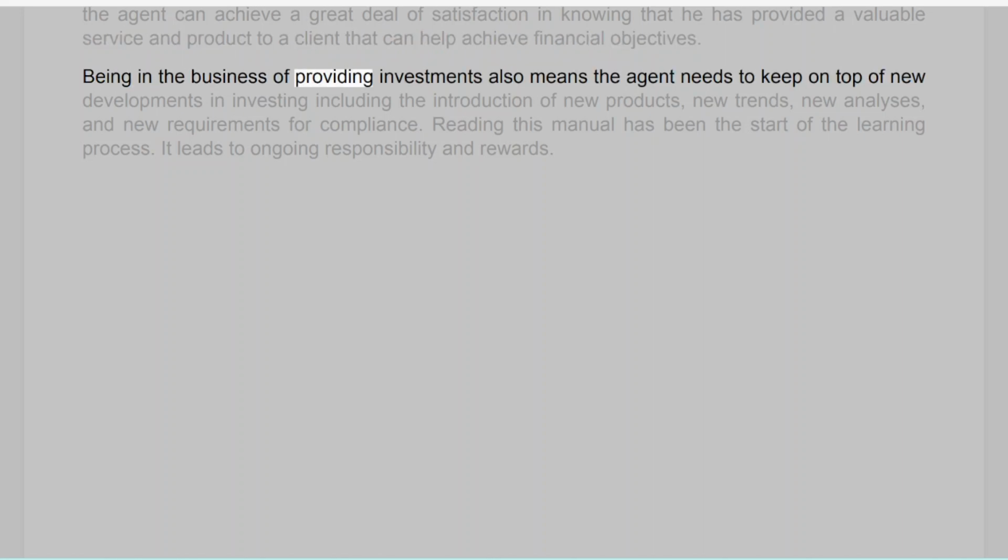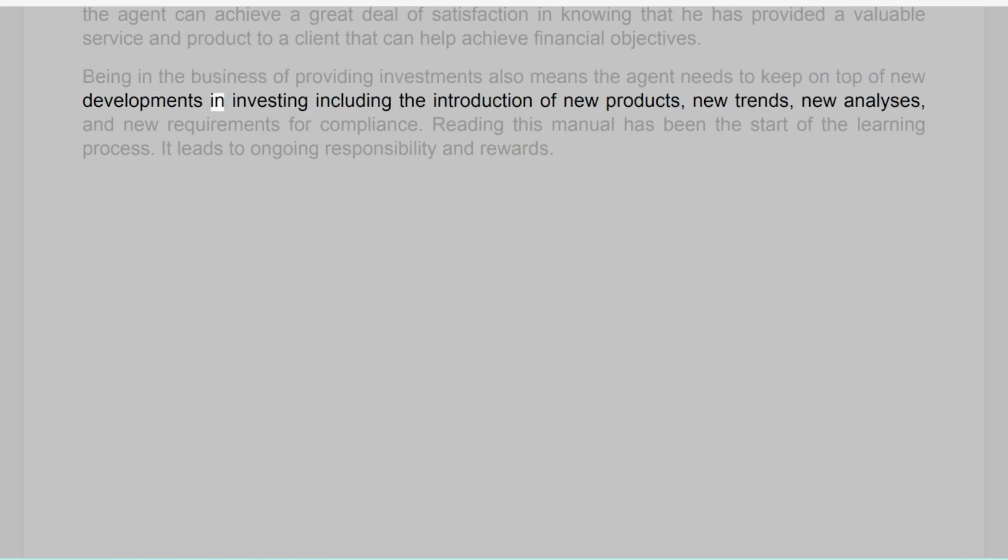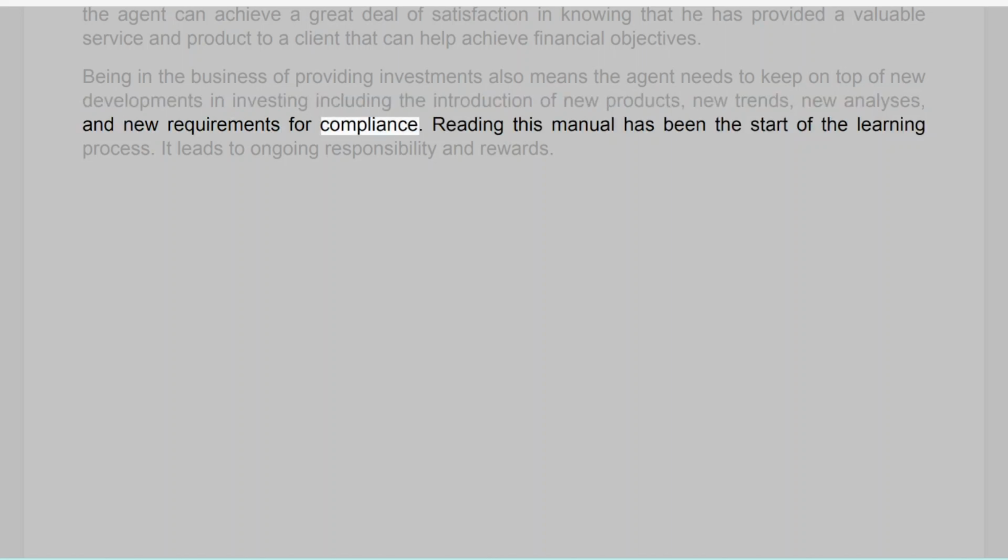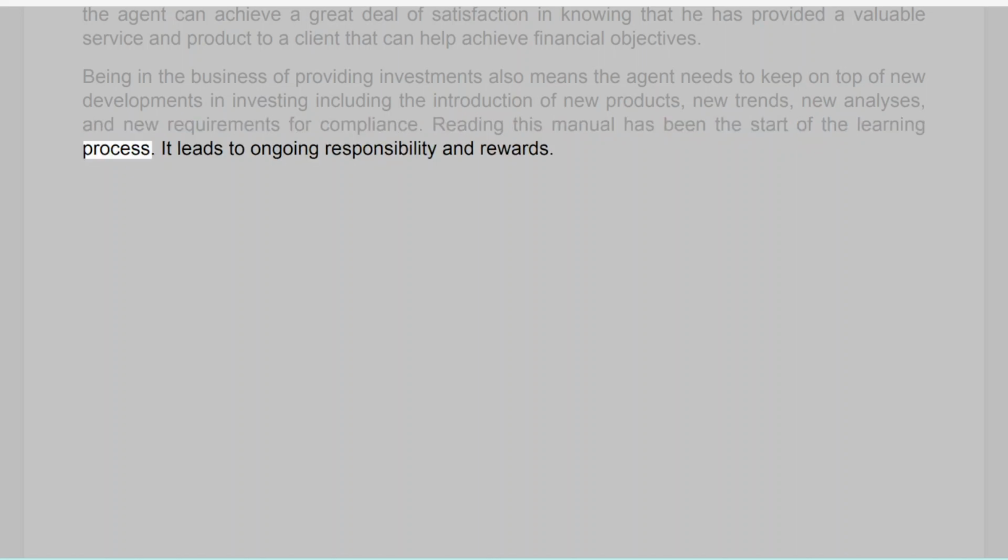Being in the business of providing investments also means the agent needs to keep on top of new developments in investing, including the introduction of new products, new trends, new analyses, and new requirements for compliance. Reading this manual has been the start of the learning process. It leads to ongoing responsibility and rewards.